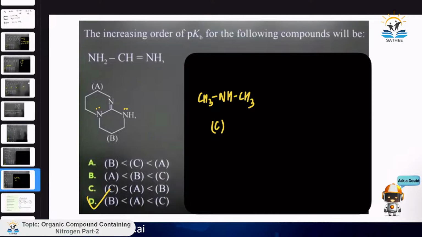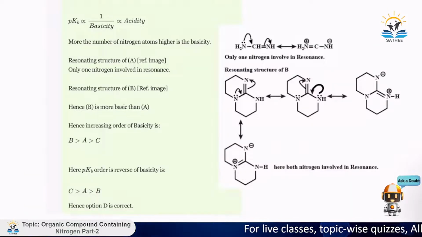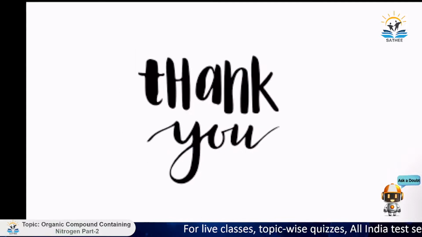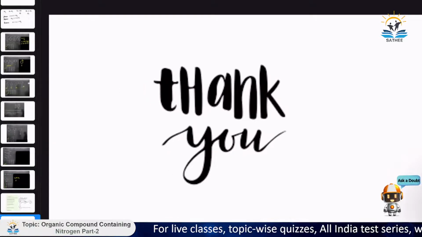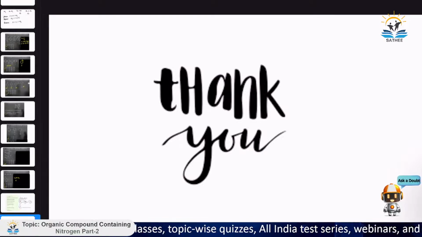So the order of basic strength will be C greater than A greater than B. pKb will be inversely proportional to Kb. So the order of pKb will be B greater than A greater than C. That's all for organic compounds containing nitrogen, or amines. I hope all of you understood it, and keep solving questions, and all the best. Thank you.